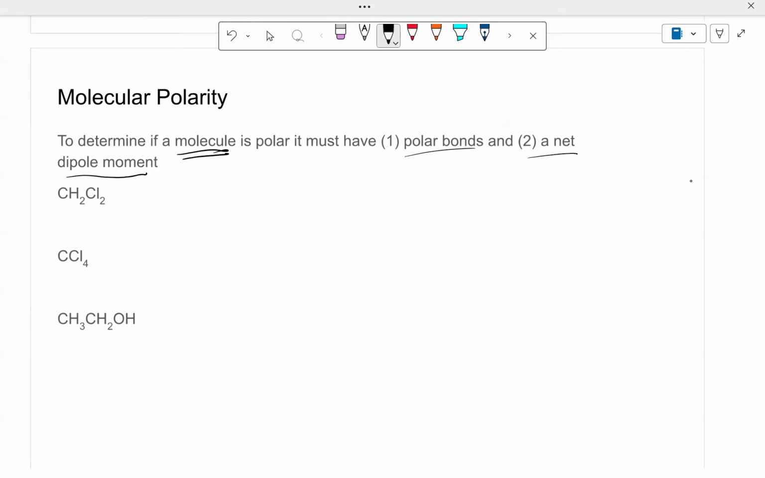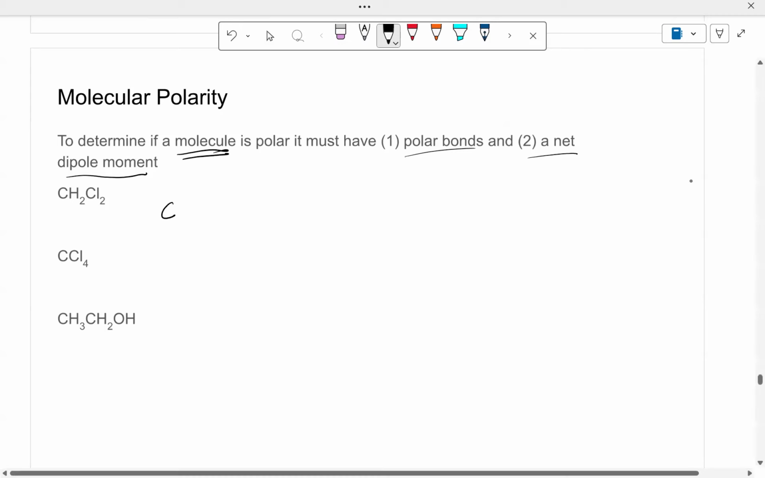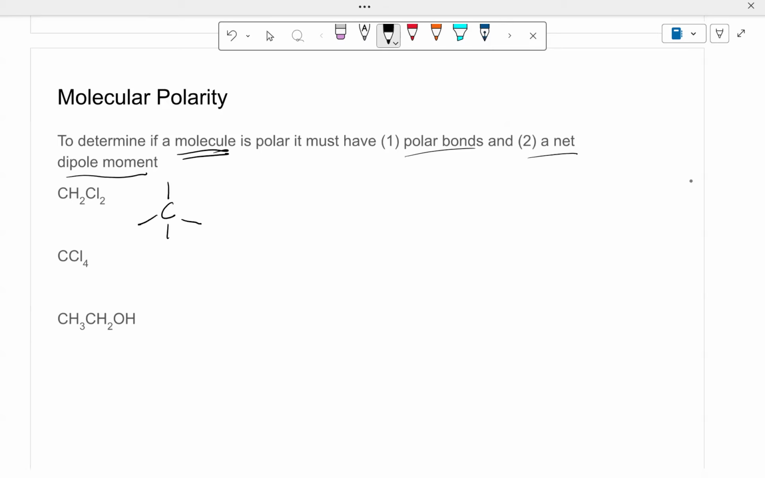Sometimes this might, in the beginning, require you to draw out the Lewis structures. So if we look at the first example here, let's just draw it, and I'm trying to make it as tetrahedral as possible here. So these are not at 180 degrees. I'm sorry, 90 degrees to each other.